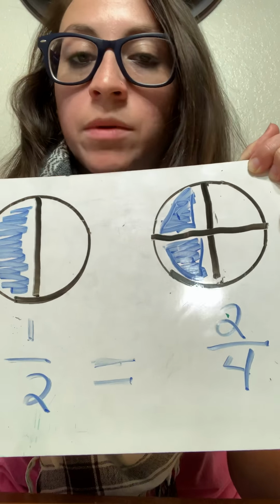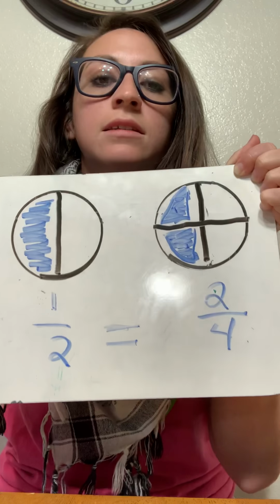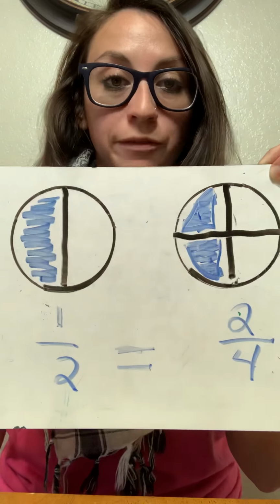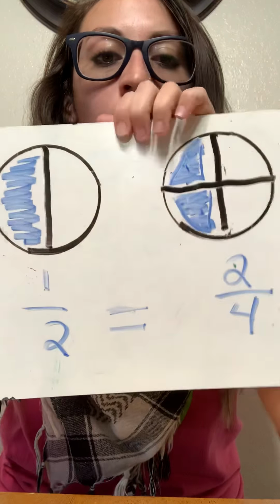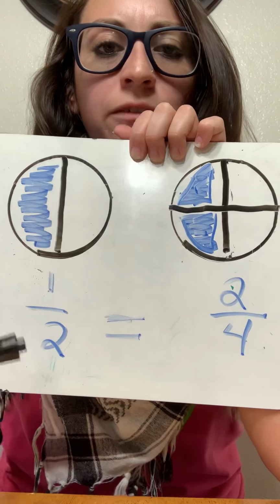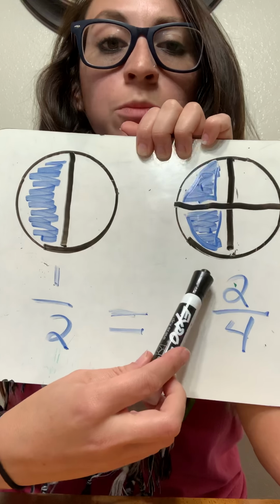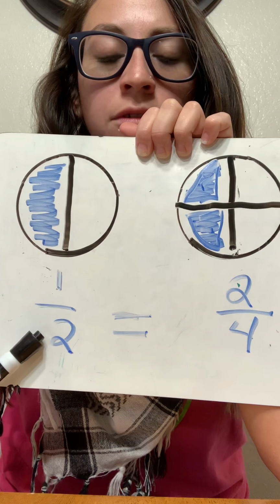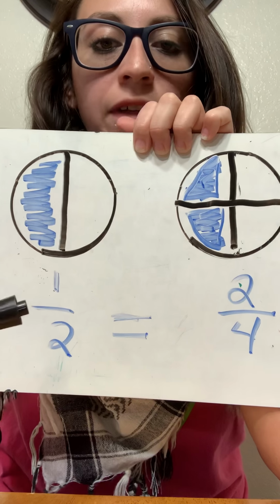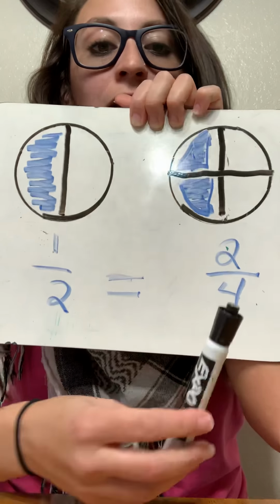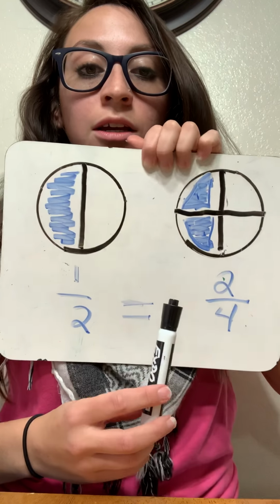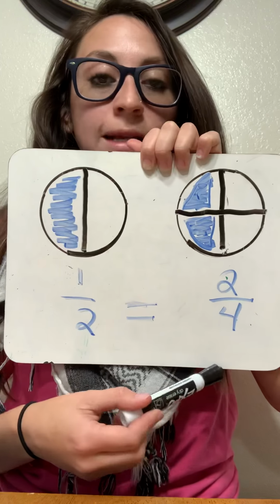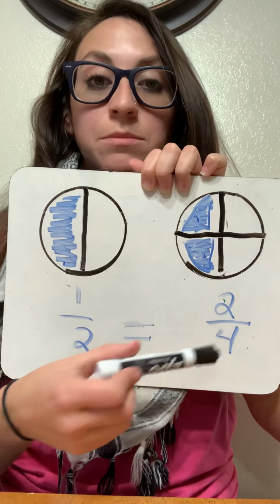So I want somebody to tell me what they notice about this fraction and this fraction. Yes, we know that they're equivalent or equal. But if I want to go from 2/4 to 1/2, what is something I can do to the numerator and the denominator from 2/4 to 1/2? So I want you to think about that and discover what I can use from going to 2/4 to 1/2. Can I multiply these numbers by something? Can I divide? Can I subtract?